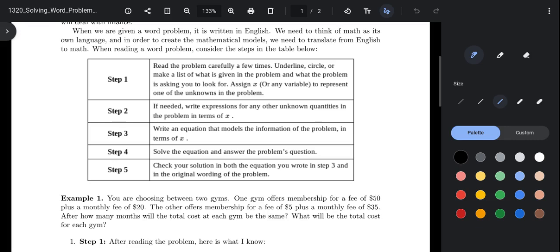And step five is, is that solution that we got in step four accurate? So we check that solution in both the equation we have written for ourselves in step three and in the original wording of the problem. Does our answer make sense?